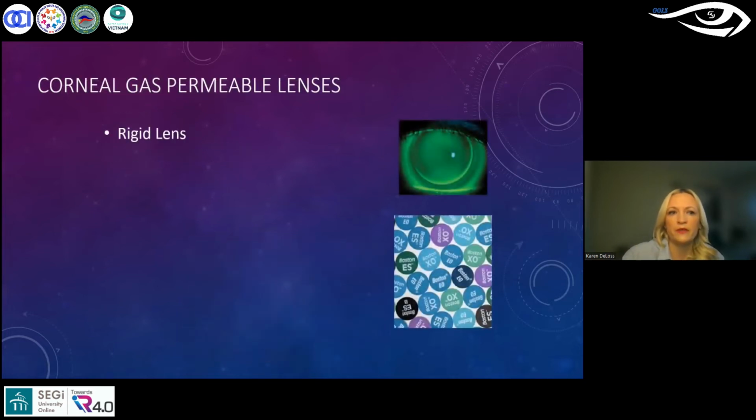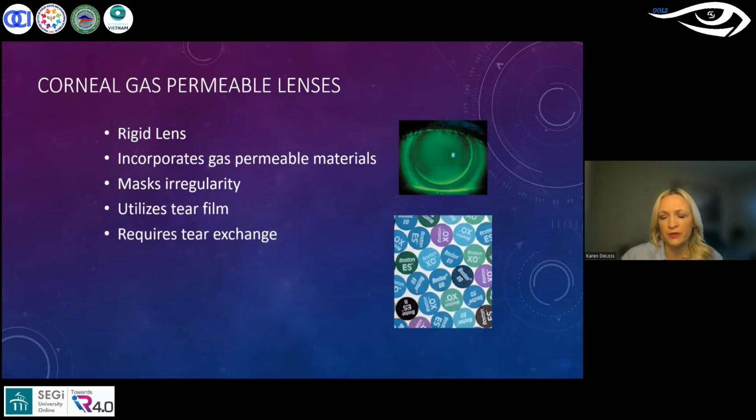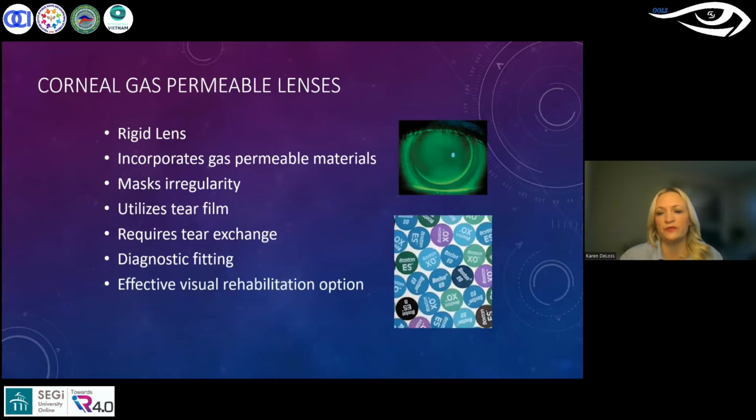So corneal gas permeable lenses, again, it's going to be a hard material. So it's a rigid lens. It incorporates gas permeable designs. Again, that lens is going to fill in all the nooks and crannies of the irregular surface of the eye. It's dependent on the tear film. It requires tear exchange. So when you're fitting it, just make sure that there's movement and the edge profile is enough to allow for tear exchange. In most cases, it requires a diagnostic fitting, and it's effective for visual rehabilitation.